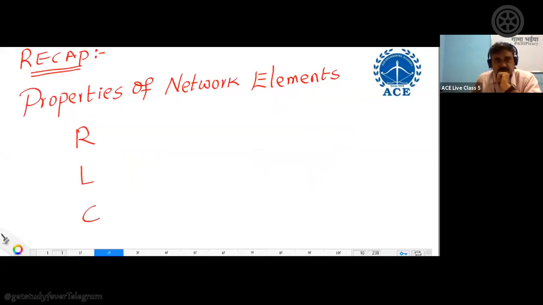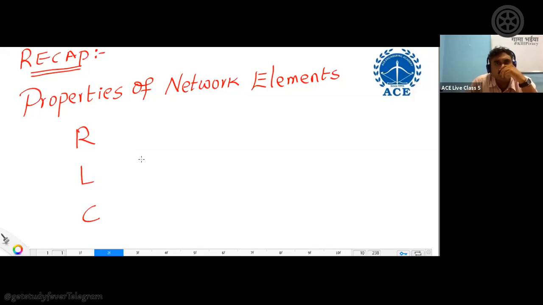So yesterday we discussed about these points. What are the properties of different network elements? R, L, and C we have seen. Resistor: linear, bilateral, 100% passive. Inductor: linear, bilateral. It may be active or it may be passive, depending on the power you get. Product of voltage and current, if it is negative, it is behaving as active. If it is positive, it is behaving as passive. Similarly, same rule for capacitor also.